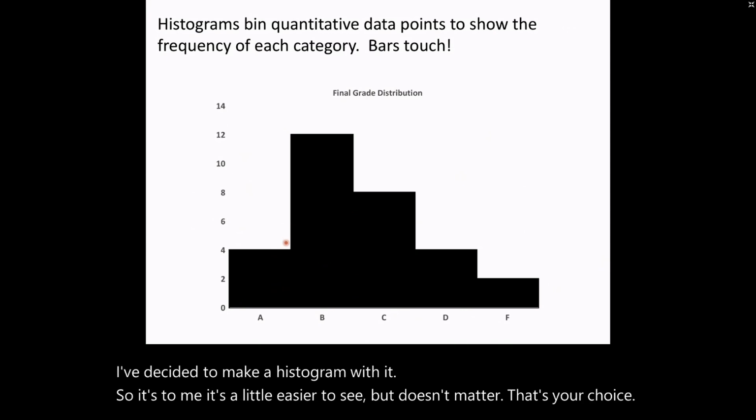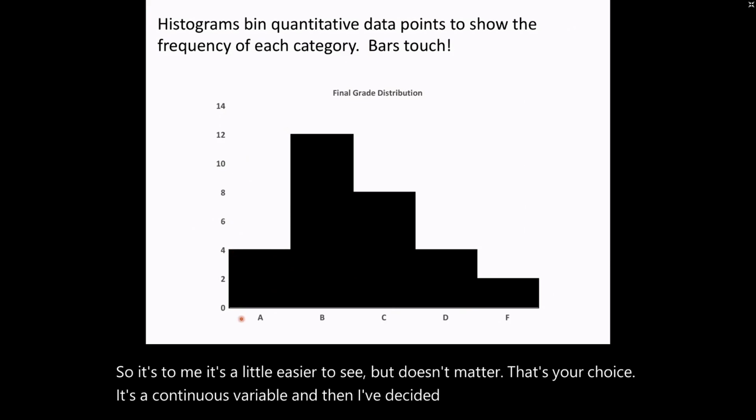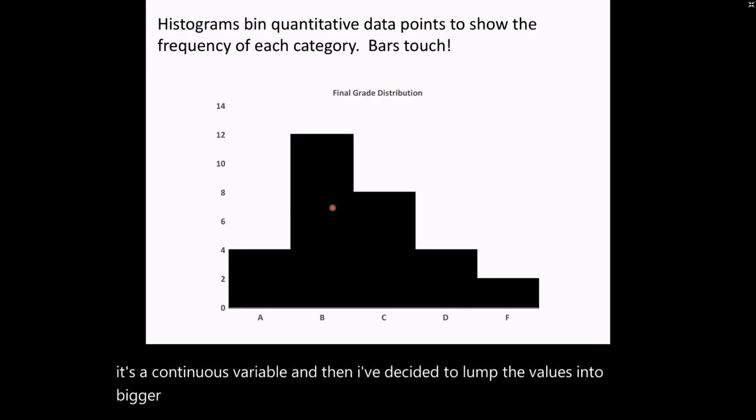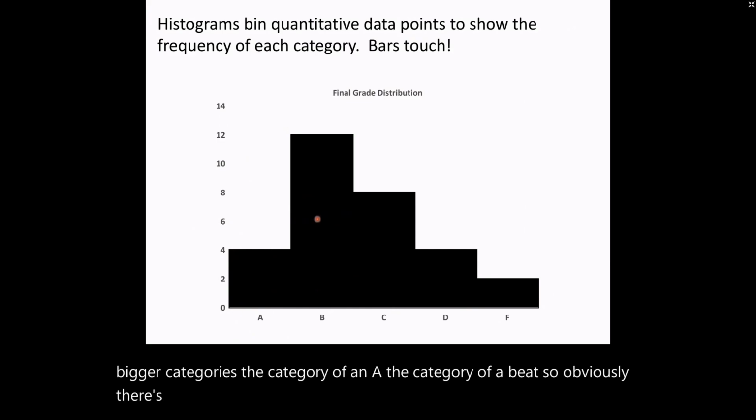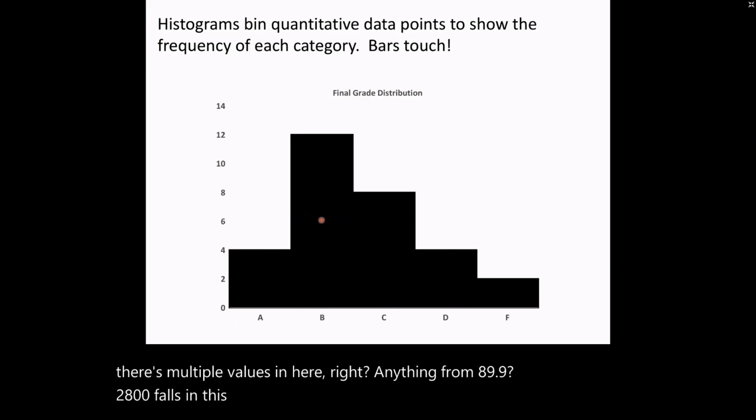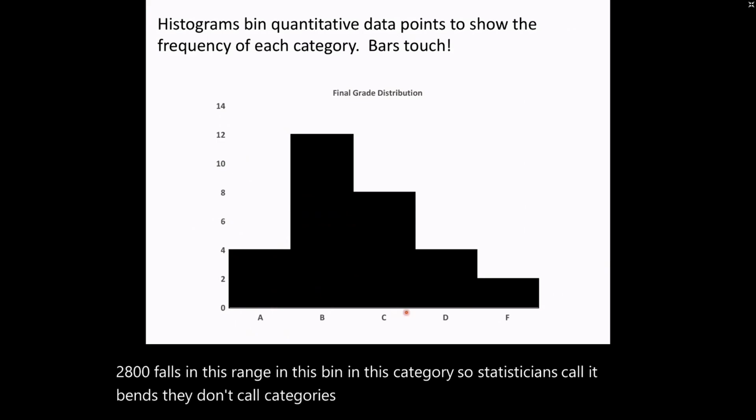And then I've decided to lump the values into bigger categories, the category of an A, the category of a B. So obviously there's multiple values in here, right? Anything from 89.9 to 80.0 falls in this range, in this bin, in this category. So statisticians call it bins. They don't call it categories. So in this bin, now I have a C bin, a D bin, and an F bin.